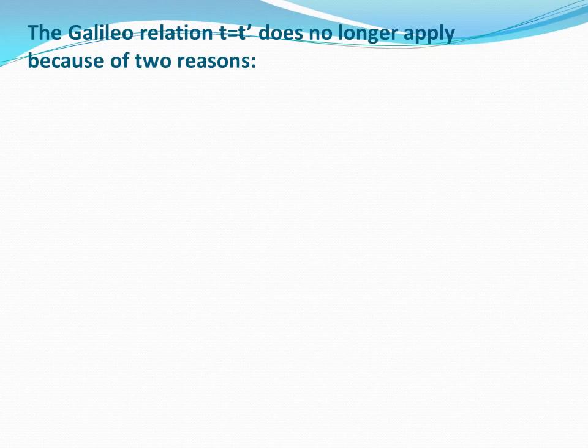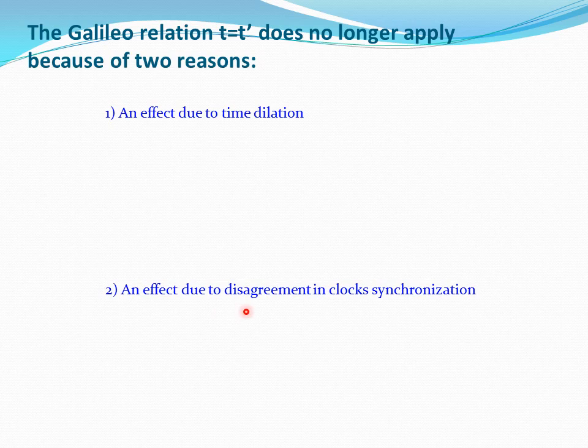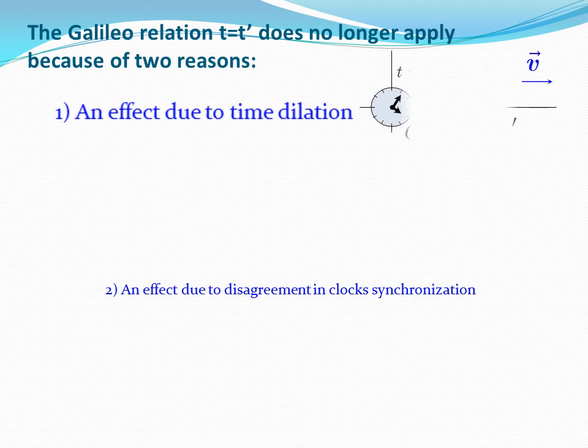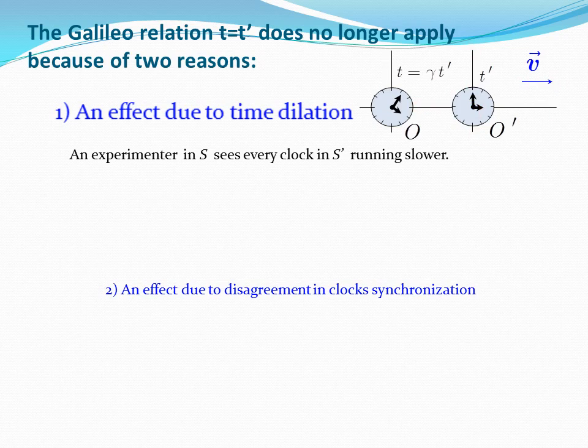Let us see the reason why the Galilean relation t equals t' no longer applies in special relativity. There are two reasons: an effect due to time dilation and an effect due to disagreement in clocks synchronization. Let us focus on the first one. Here we have the S reference frame, and a second reference frame S' is traveling toward the right at a speed v. As we know, an experimenter in S sees every clock in S' running slower. It is the time dilation effect.